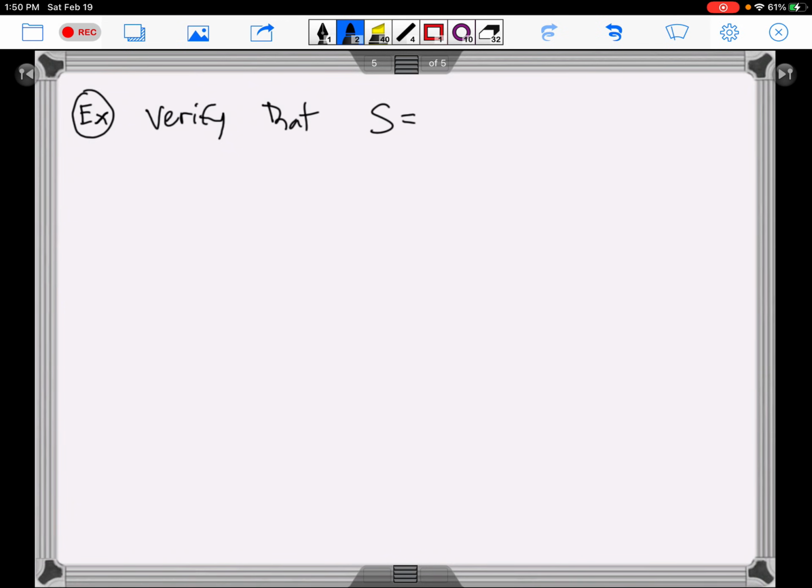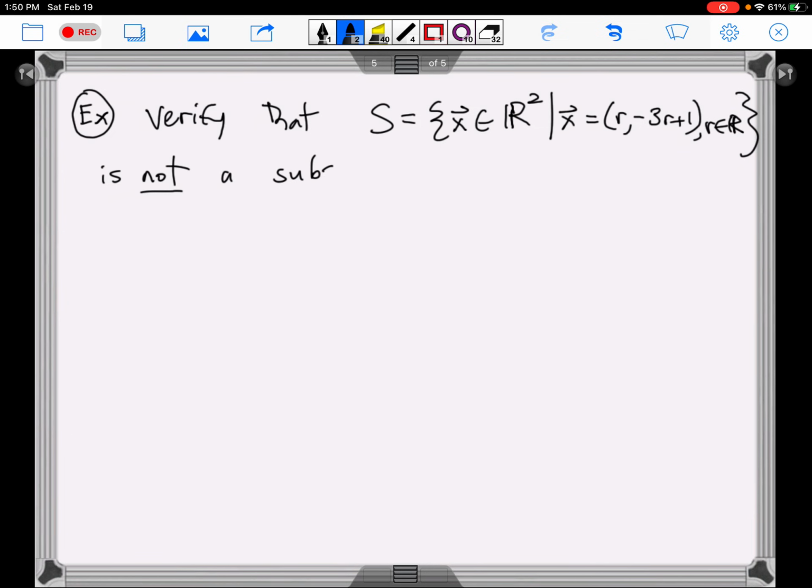We're going to do a brand new one, okay? How about the set of all x in R2 such that x is equal to r comma negative 3r plus 1, where r is in R. Verify that that subset is not a subspace of R2.